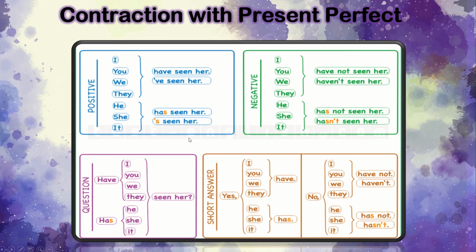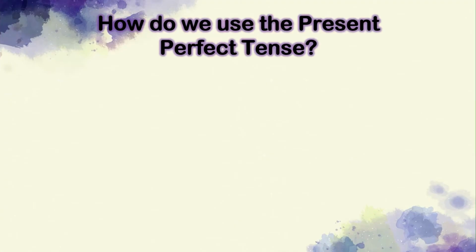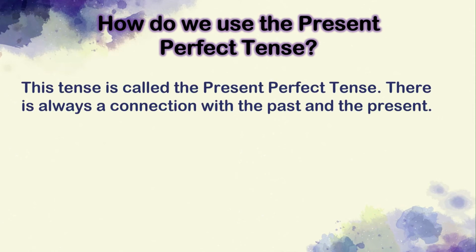So also you have other examples here. The question words, and how to answer them. Also the short answers. You have the affirmative ones and the negative ones. Then, how do we use the present perfect tense? This tense is called the present perfect tense. There is always a connection with the past and the present. In the present perfect, we started an action in the past and it continues in the present, right?